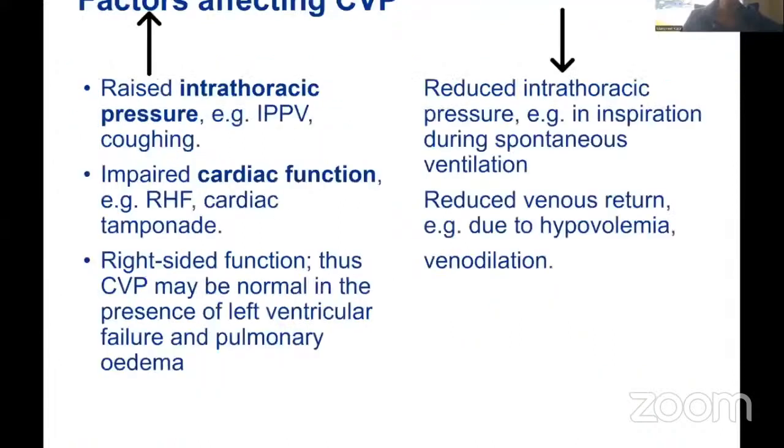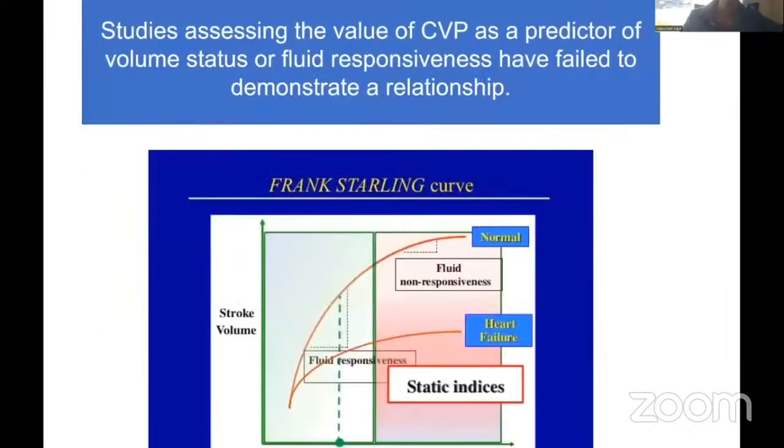So because of the complex interplay of the various factors, practically CVP is losing its popularity. Studies have shown that the value of CVP as a predictor of volume status or fluid responsiveness has failed to demonstrate a relationship. A single absolute value of CVP might not lie in a fluid responsive zone, and we would not like to look for a single value. Trend may give you a rough idea, but CVP is definitely losing its popularity now.